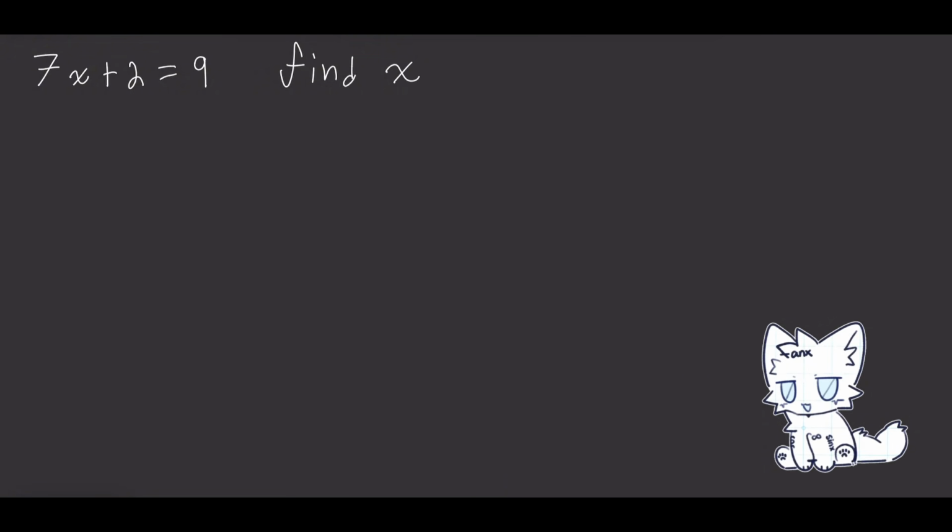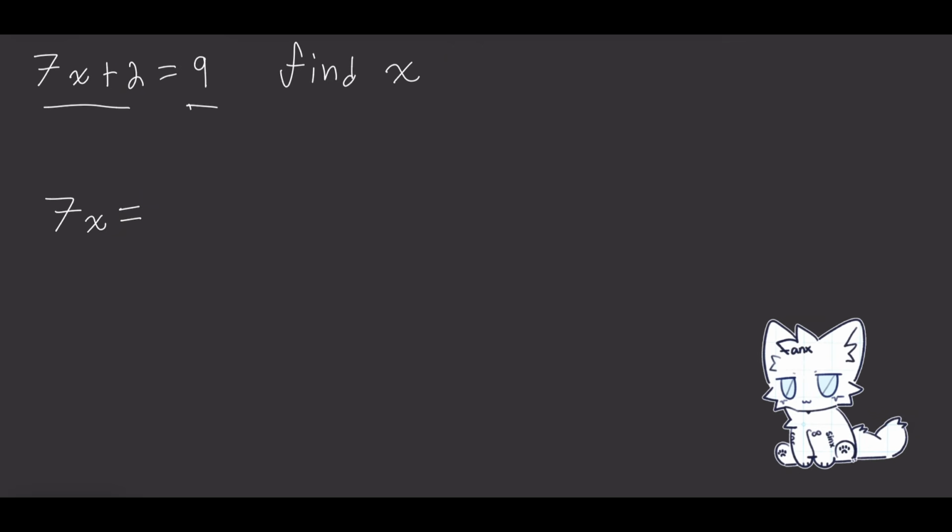So because we know that this side and this side are equal, we can manipulate it to essentially find x. So let's take this 2. We can put 2 onto the other side of the equation, and the opposite of addition is subtraction. So we would have minus 2 on both sides, and 9 minus 2 is equal to 7.